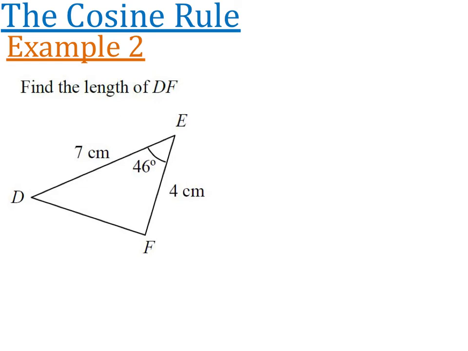So find the length of D to F. So D to F is this side over here. I always think it's easiest if we want to call the side that we're looking for side A. That means that this angle over here is also going to be capital A. The easiest thing I think to do is just change the letters of the triangle. No one's really going to care. I think it's easier to change the letters of the triangle than change the letters of the formula. But that's my personal opinion.